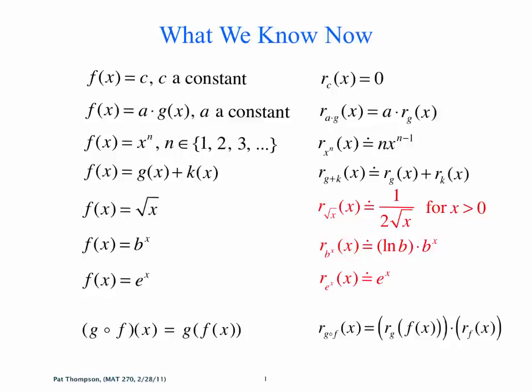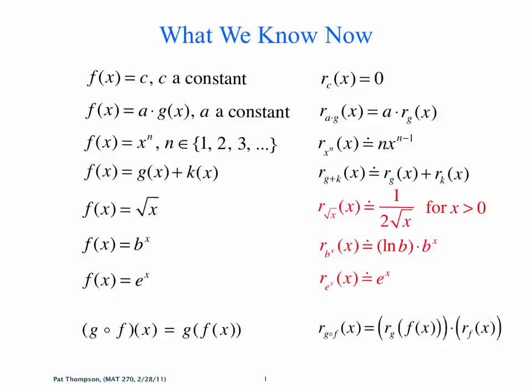The power rule says that the rate of change of x to the n is n x to the n minus 1. The rate of change of the sum or difference of functions, we said that's exactly what we would hope for. We love this result, that it's the rate of change of the sums of the individual functions. Rate of change of radical x is 1 over 2 radical x.